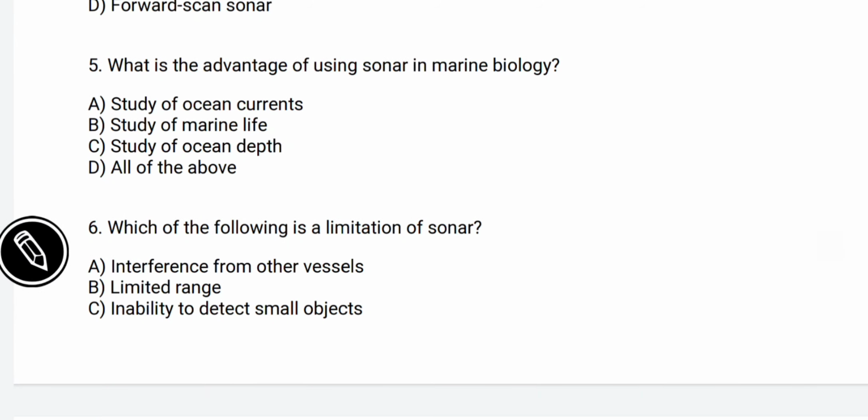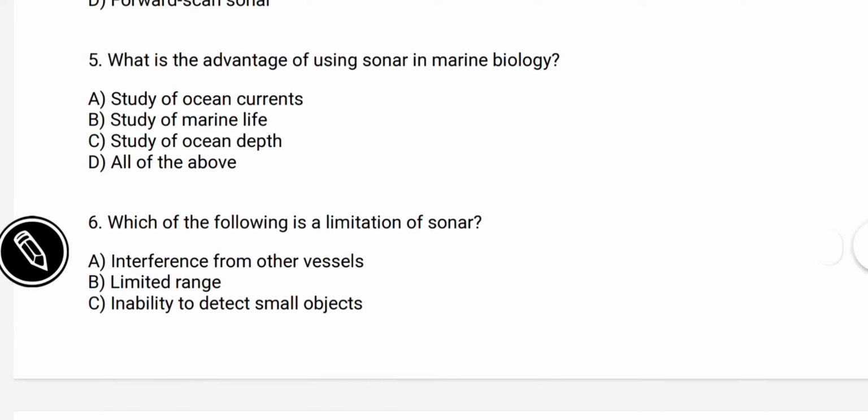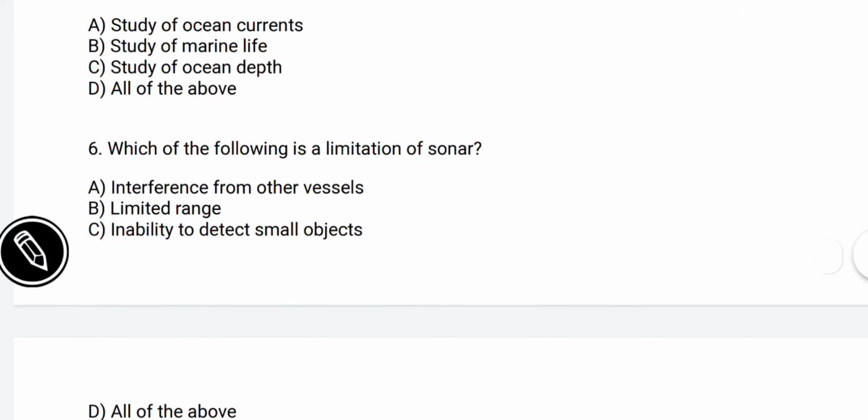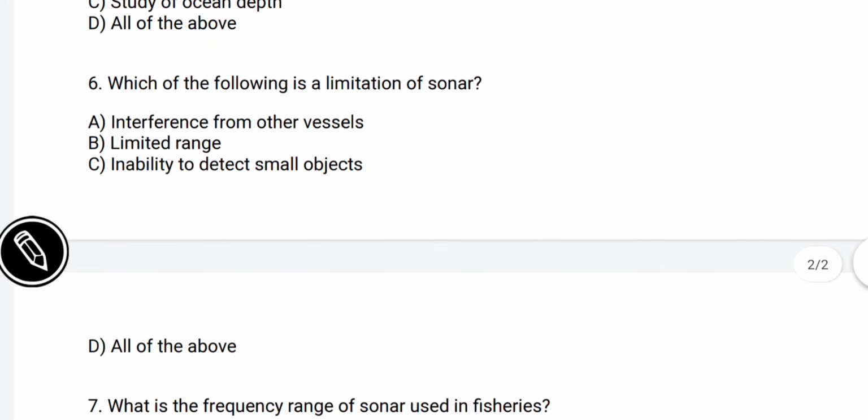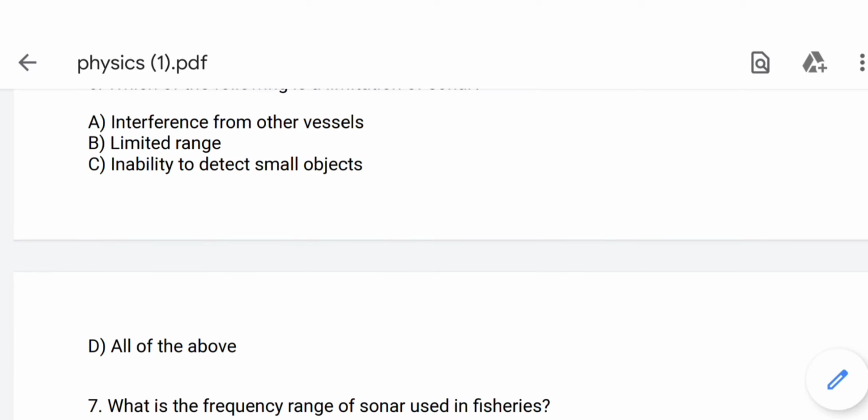Which of the following is a limitation of sonar? Interference from other vessels, option B limited range, option C inability to detect small objects, and option D all of the above. So this is the right answer, all of the above.